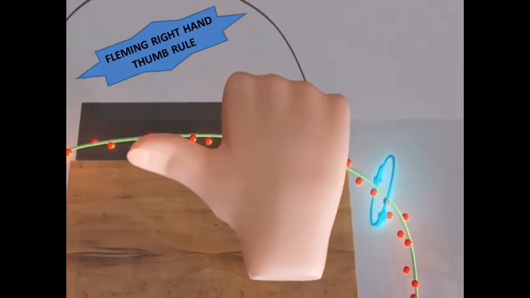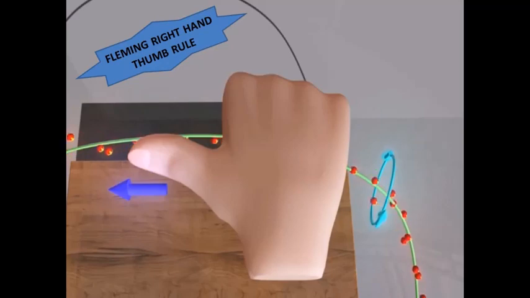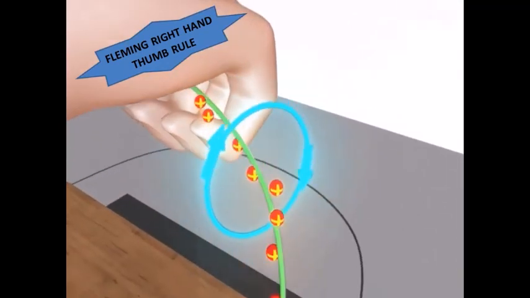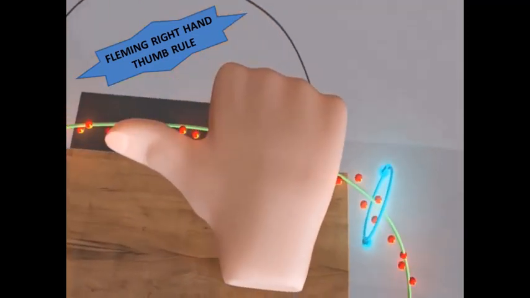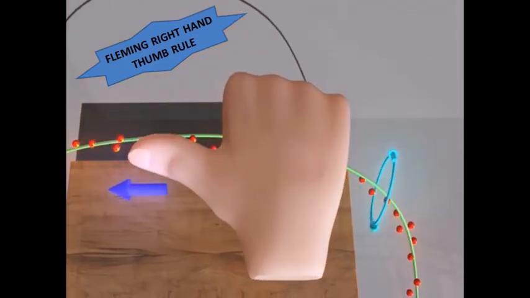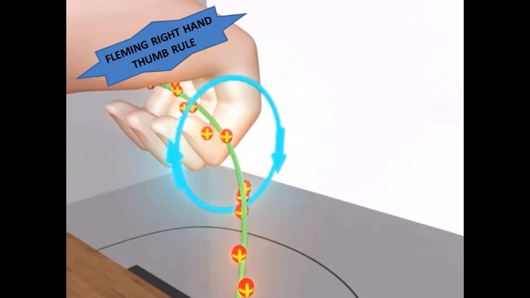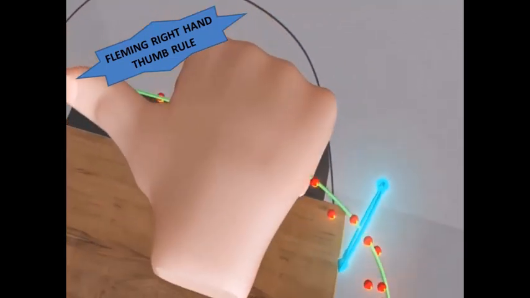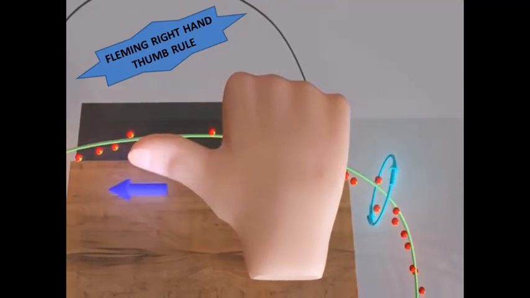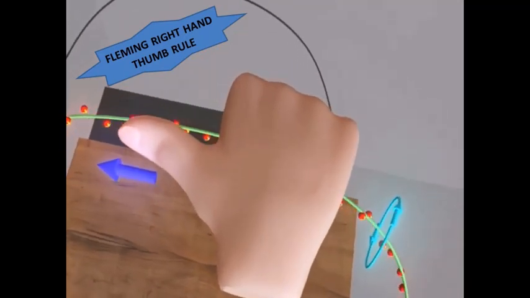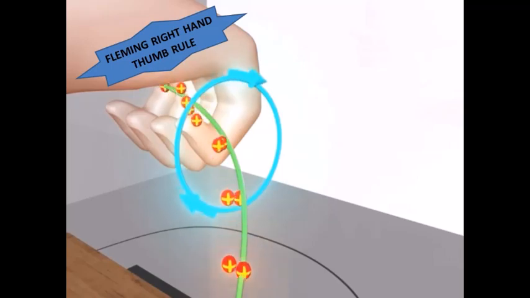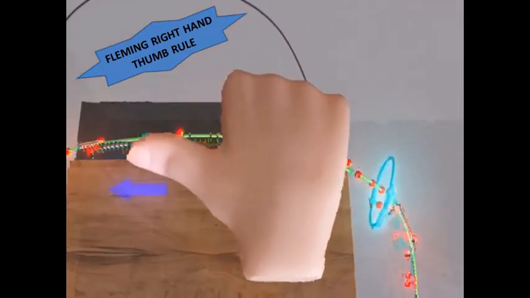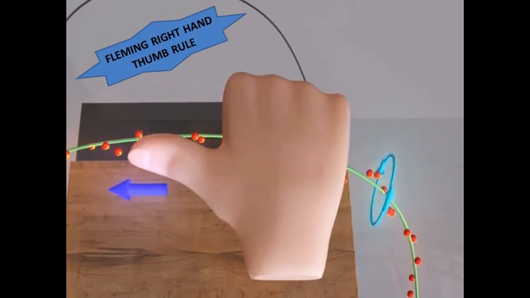This Fleming's right hand thumb rule is valid the other way around also. If you are given a circular current carrying loop, say this circle is the direction of the current, then the direction of the magnetic field will be given by the thumb. I repeat, if a current carrying circular loop is there and you have curved your fingers in the direction of the current in the loop, then the thumb points out in the direction of the magnetic field.